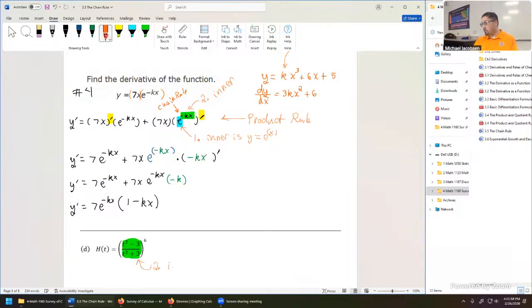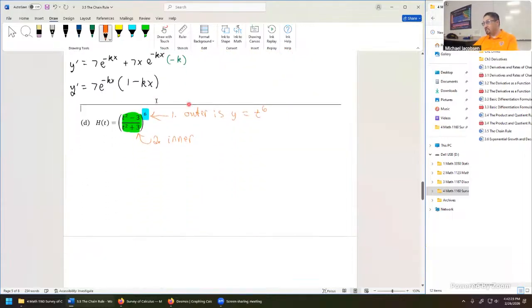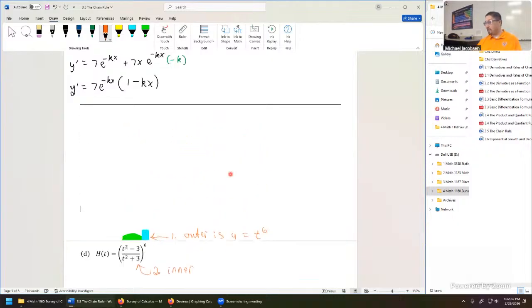So there's function 2, inner. The outer function is just a power function, something raised to power 6. So that's function 1. Outer is y equals t to power 6, except we put in an entire rational function in place of t. So with that analysis down on paper, I'm sensing the need to put this on a different page. Let's put this on the next page just to make sure we're not cramming it in.